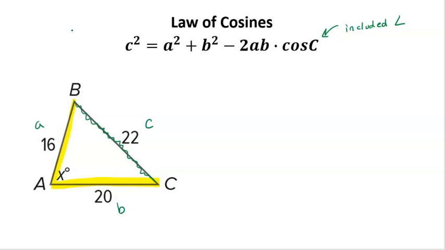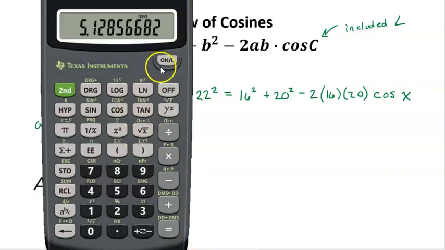And so now we've got 22 squared equals 16 squared plus 20 squared minus, and then 2 times those two sides, and then cosine of our included angle, which is now X. And so now let's start typing some of this into our calculator and going from there. So I've got 22 squared is going to give me 484.